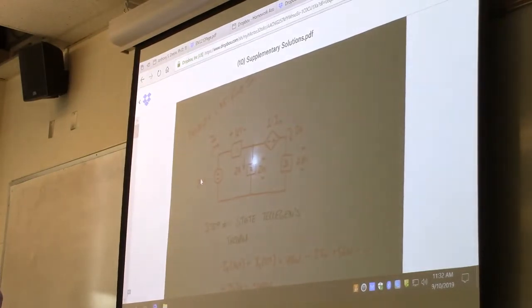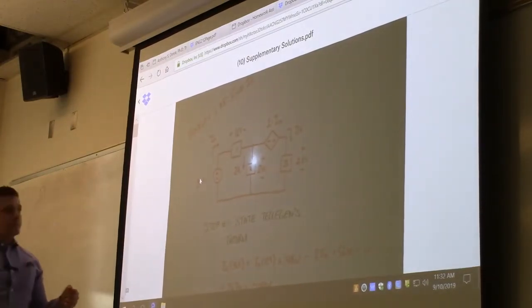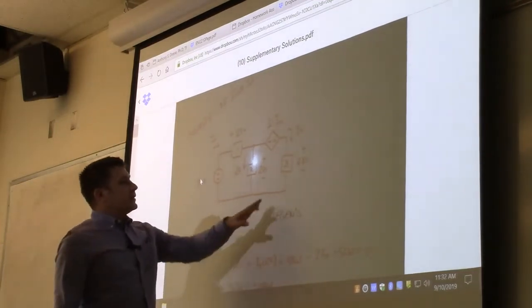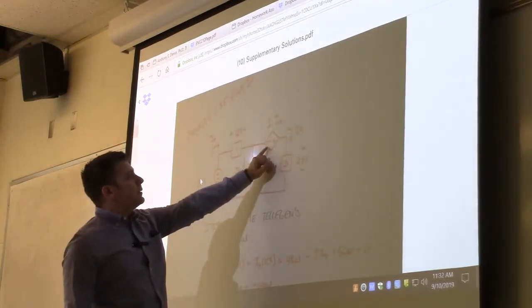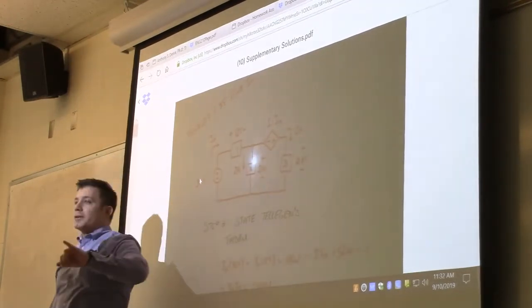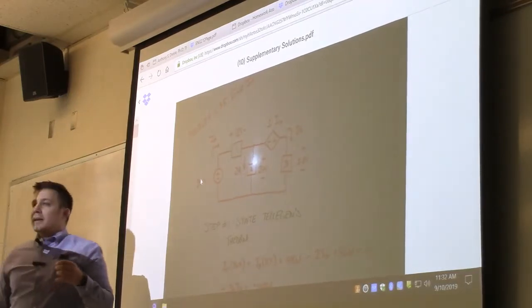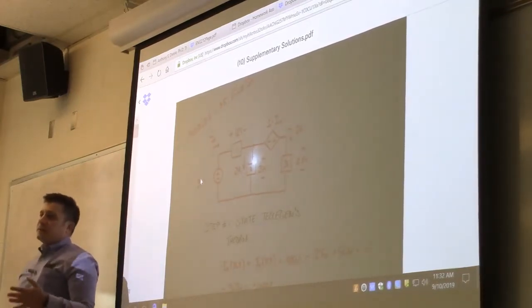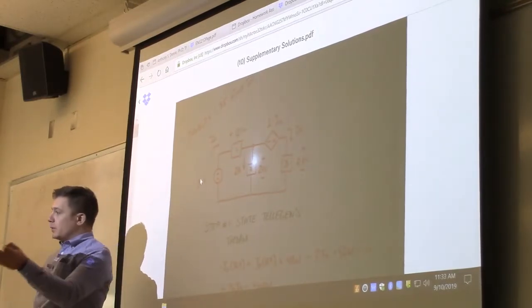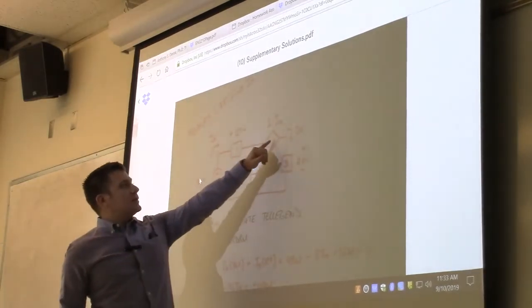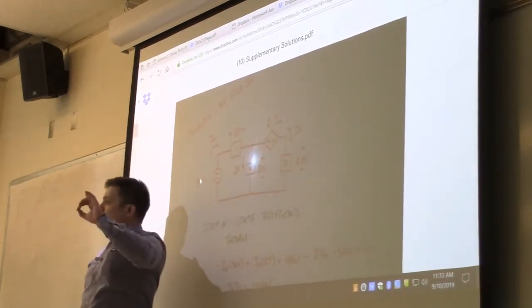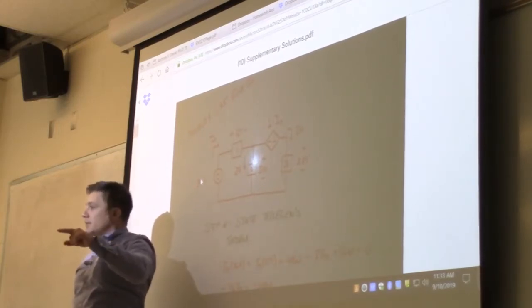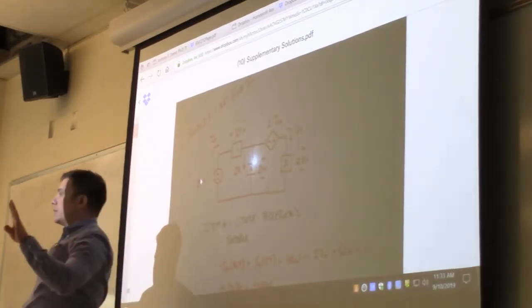KCL tells you that the current leaving the center node will be equal to the current entering the center node. Then we have this third element that has 28 volts across it, and then this dependent source. So today we're going to talk about dependent sources a little bit. But the dependent source is really not that complex. The voltage across these 2 terminals is going to be equal to whatever the current is. So if Ix is 4 amps, that means that the voltage across those terminals is 4 volts.